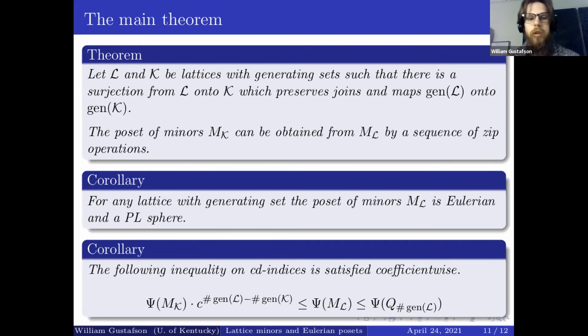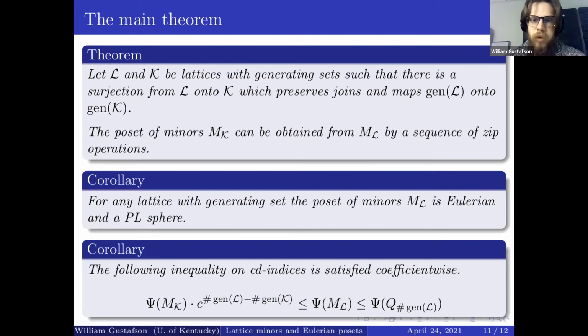And then another corollary that I get from this: there's a formula that Nathan Reading gave for how the zip operation affects the CD index. And using some non-negativity results, you get these inequalities here for the CD index. I don't have time to go into it, but this is a certain non-commutative polynomial which very compactly encodes chains in your poset.